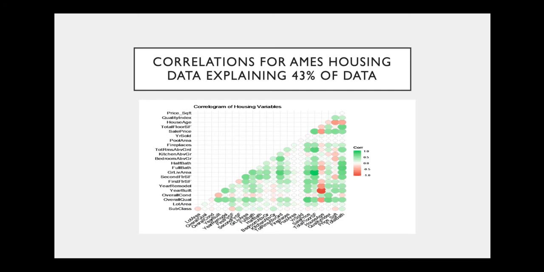And there are some obvious correlations right off the bat. For example, the higher the total square footage of the house, the higher the sales price is. But there are also some negative correlations, like house age. The higher the house age, the lower the sales price is. And after removing all the nulls and the duplicates, these correlations explain around 43% of the data.